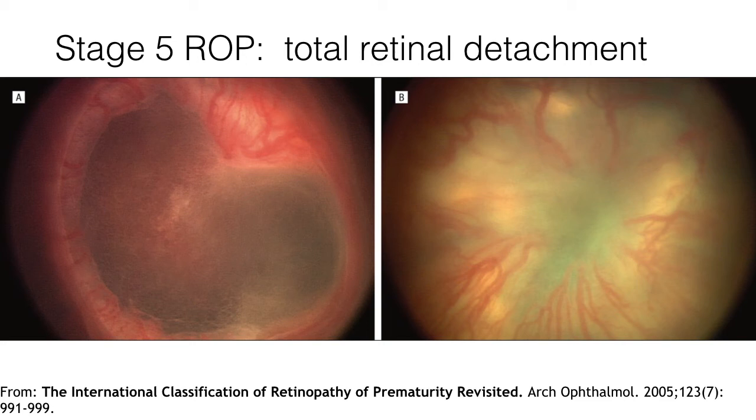Here are photos of Stage 5 ROP, where the entire retina is detached from the eye wall. This is the most severe form of ROP. Eyes with retinal detachment caused by ROP generally have poor visual outcomes.